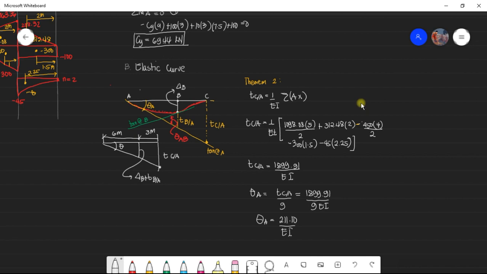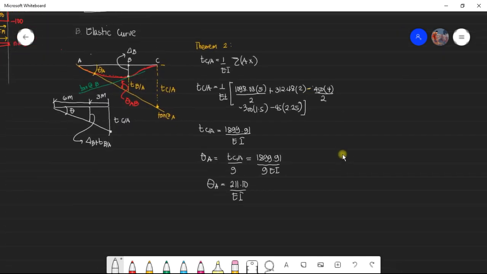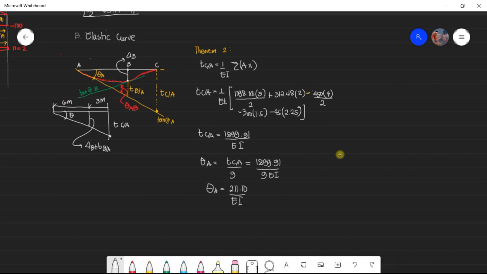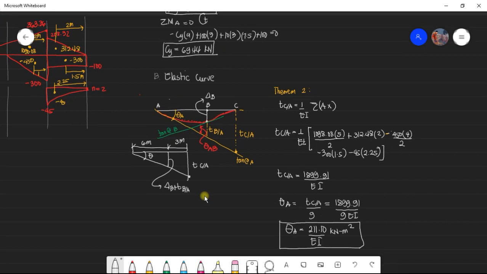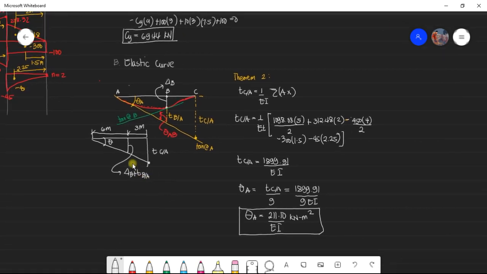Kung gusto mo i-calculate na yan, ang unit nito is kilonewton per meter square. Mamaya natin calculate ito, in terms of EI na lang muna. Ito yung delta A in terms of EI. Pwede natin kunin mamaya yung exact. So, yun. Next.